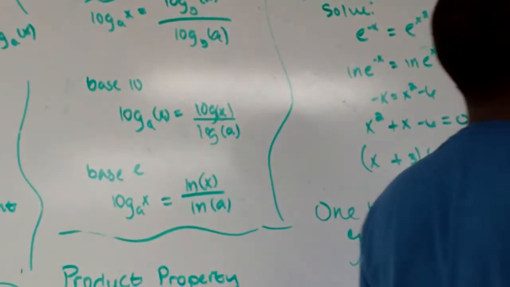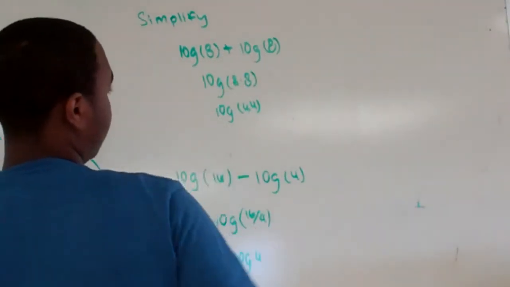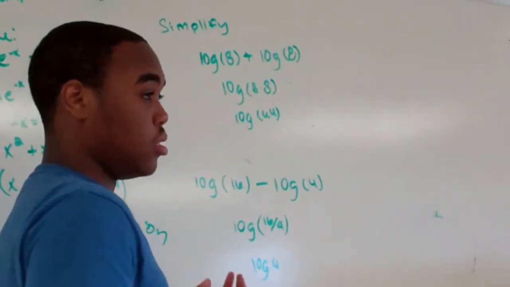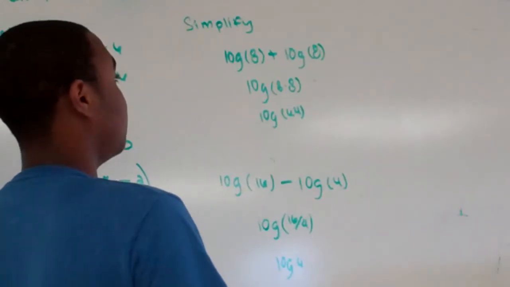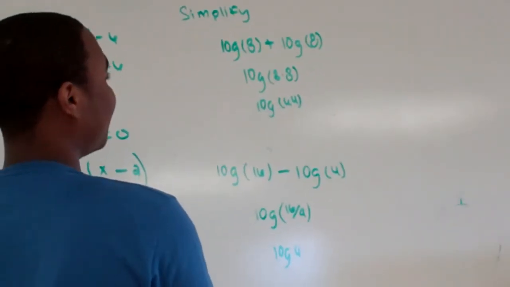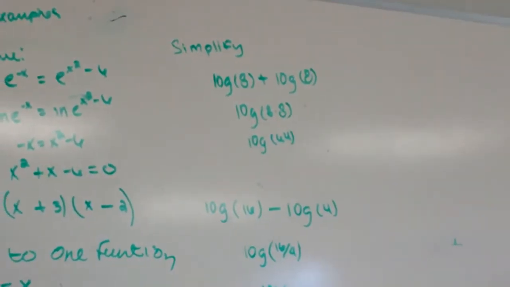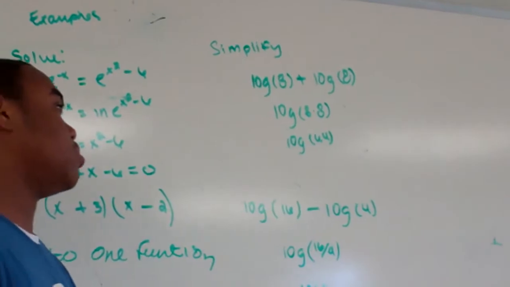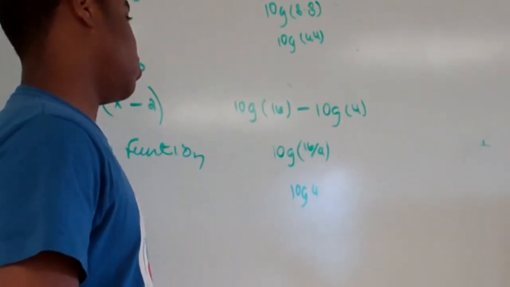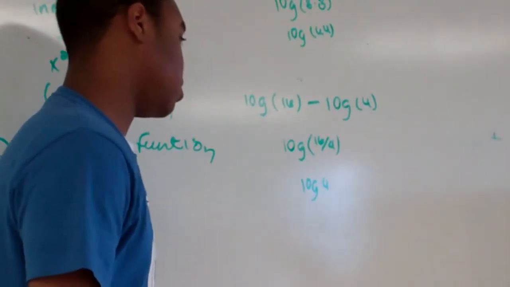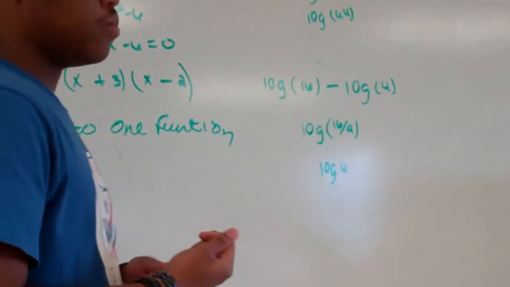Another problem, using our properties of logs, we want to simplify this. The same thing as addition is multiplying. So you have log base 10 of 8 plus log base 10 of 8, which is the same as multiplying. So you get log base 10 of 8 times 8, and you get the log base 10 of 64. Again, this is doing subtraction, which is the same as division. So you get log base 10 of 16 over 4, giving you log base 10 of 4.